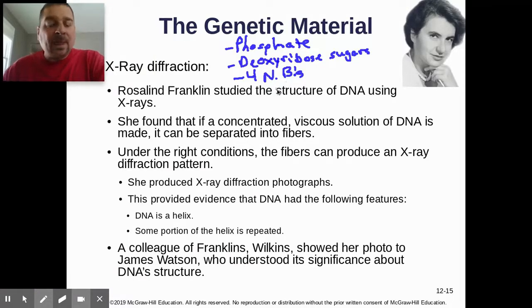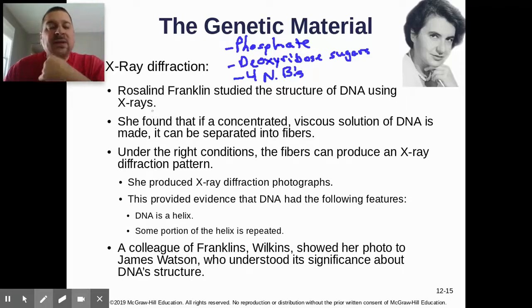Linus Pauling, one of the major chemists of the day in California, actually proposed a paper that said it was a triple helix, where there were three sugar phosphate backbones with the nitrogenous bases sticking outwards. And he wrote a big paper on how he thought it was that. But some of the measurements and stuff didn't quite fit.